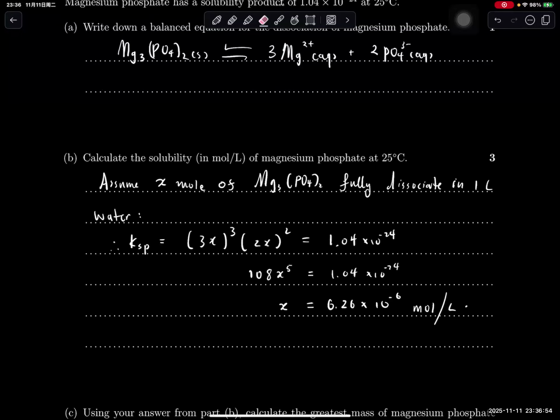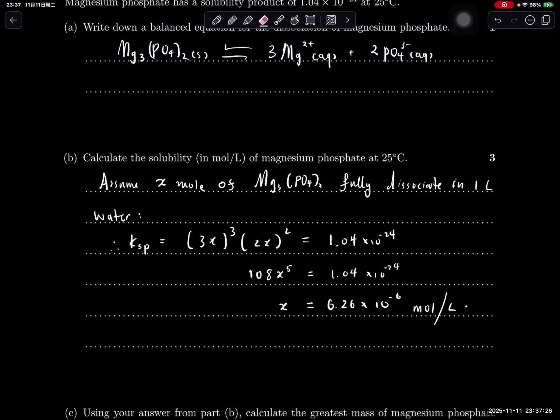Question B. Calculate the solubility in moles per liter of magnesium phosphate at 25 degrees Celsius. We always assume x mole of magnesium phosphate dissolves in 1 liter of water so that we don't have to keep track of the volume. x moles dissolves, and then that produces 3 times x of magnesium ion and 2 times x of the phosphate ion. Substitute into your Ksp equation. Be careful of the molar ratio and then the powers.